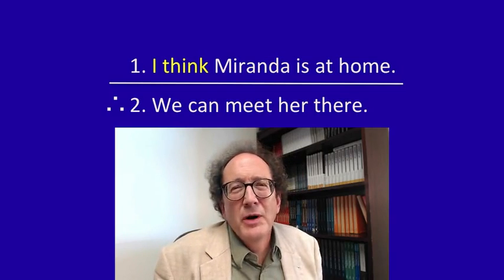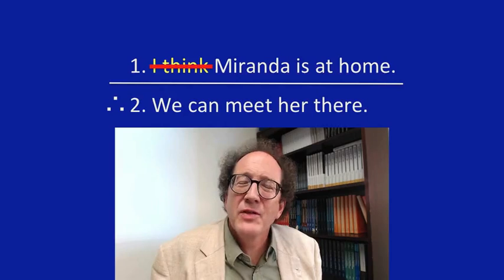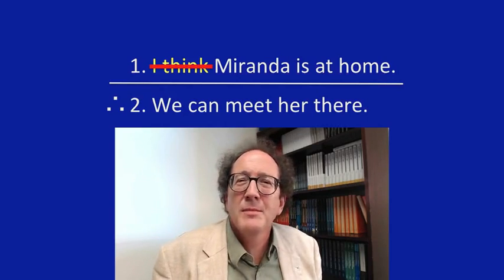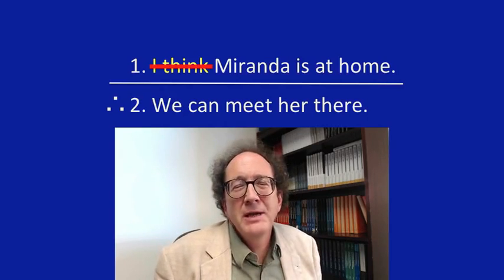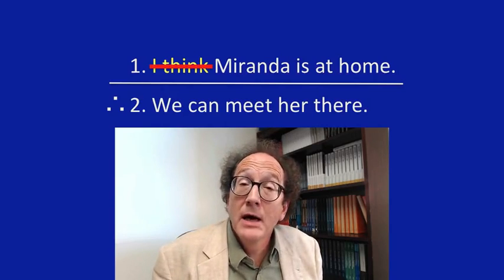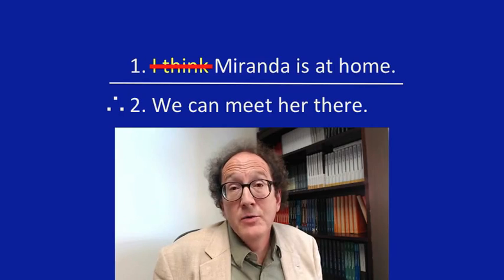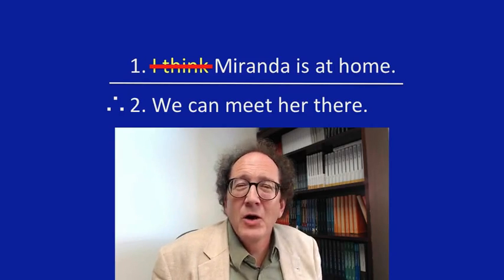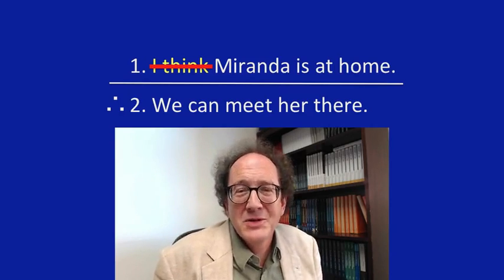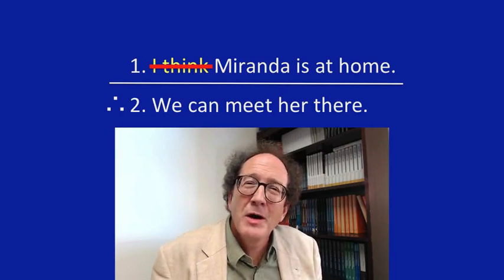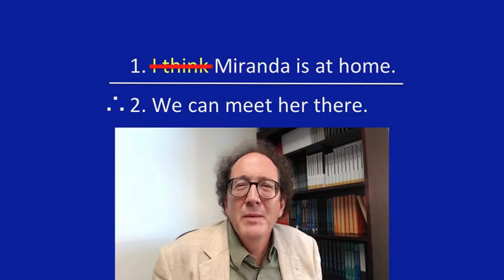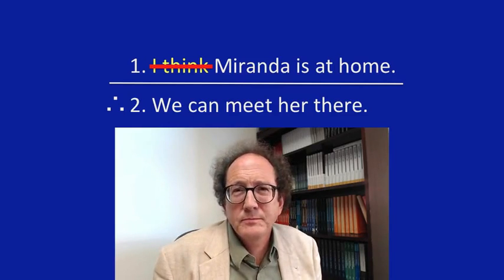So in this case, what we want to do is to cross out the words I think, because that's going to make the argument look silly, and the argument really amounts to Miranda is at home, so we can meet her there. And the I think covers that whole thing. It's saying, I think she's at home, so I think we can meet her there. But the argument doesn't involve some premise about what your thoughts are.